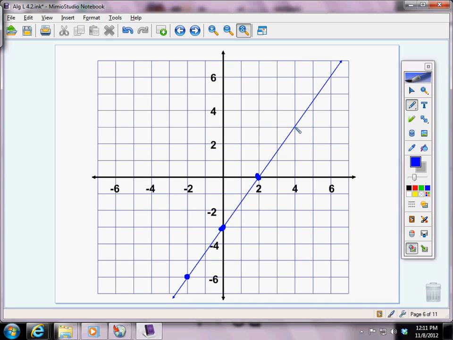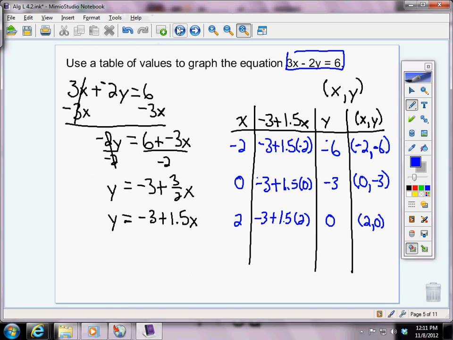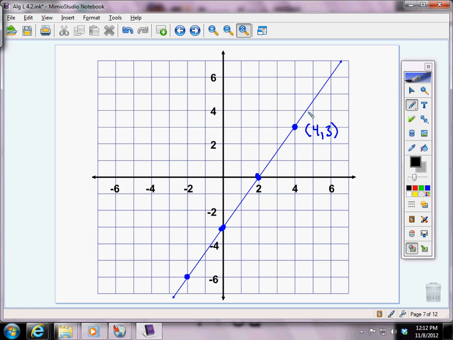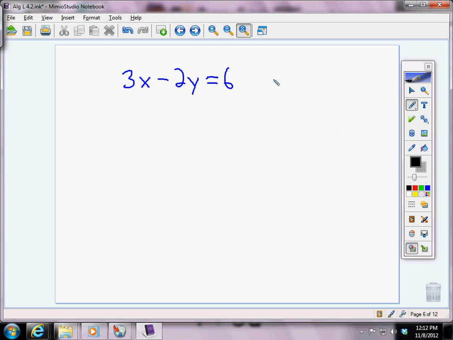So if you take a look right here, it looks like it crosses the grid lines at this point. This is the point 4, 3. So let's test point 4, 3 to see if it works in our original equation, 3x minus 2y equals 6. What I did is I picked a point off of our line, because our line's all the solutions, the point 4, 3. This is our x value, this is our y value.